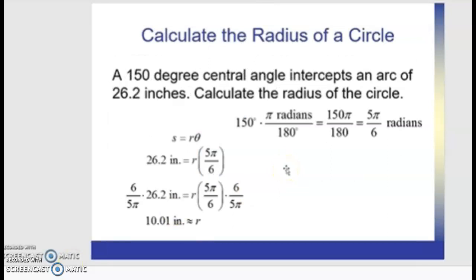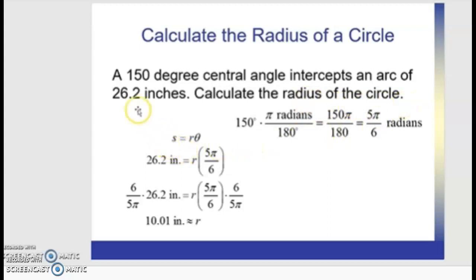Our next example just reminds us that a formula can be used to find the value of any missing piece as long as there's only one unknown. Usually the unknown in the formula we're currently working with is S, the arc length. But if the arc length is known and you need to find the measure of r or theta, again, as long as there's only one unknown, we can solve and find it. So this problem reads, a 150-degree central angle intercepts an arc of 26 2/10 inches. Calculate the radius of the circle.